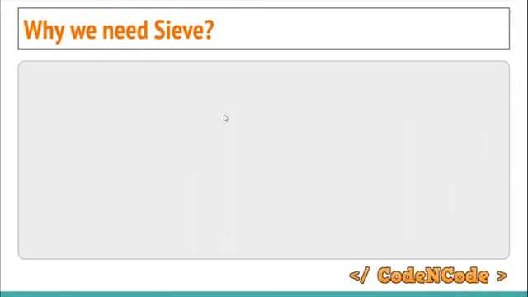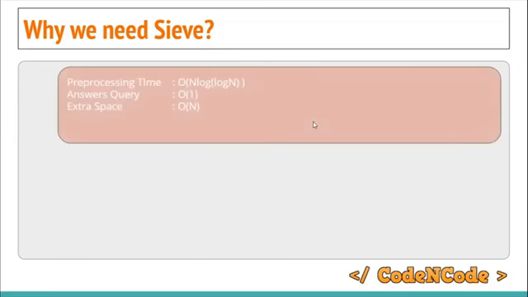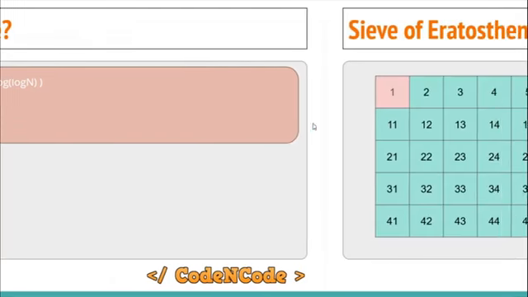So what we can do is simply apply sieve, which can generate all the prime numbers in the range of 1 to n in n log n time, and then we can answer each query in constant time, which requires extra space of n. So let's see what sieve is.